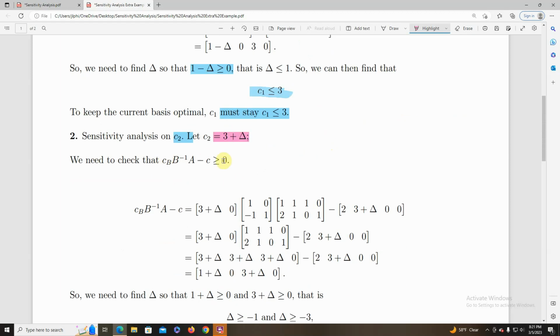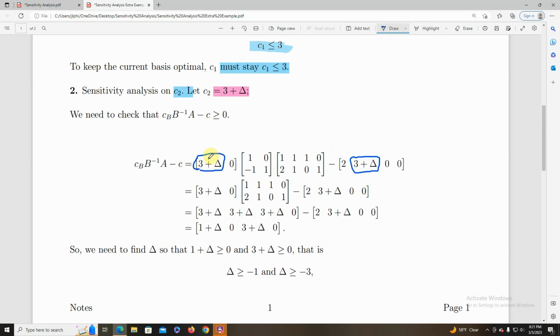So I use the same formula again, and notice I have 3 plus delta right here, and I will also have 3 plus delta right here. So it appears twice in the formula. But this just takes, once again, some carefulness. We'll go slowly when I multiply this vector by this matrix.